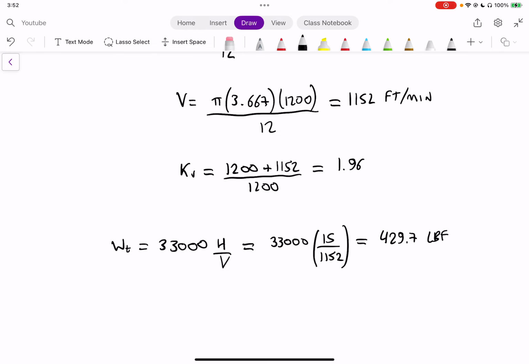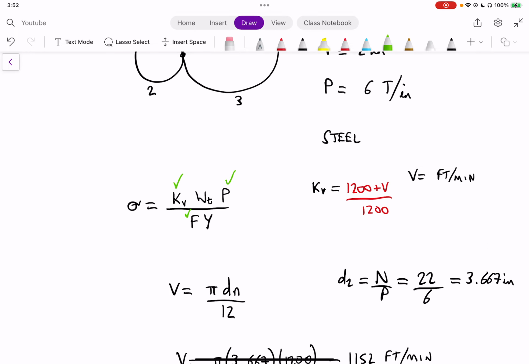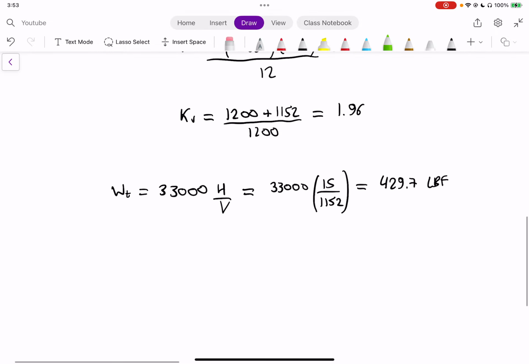Okay, or the tangential force essentially that the gear tooth feels because we have that reactionary force between gear 2 and gear 3. So now we can say that we have Wt, we have that value, so we're good to go. The last value that we need to find is y.